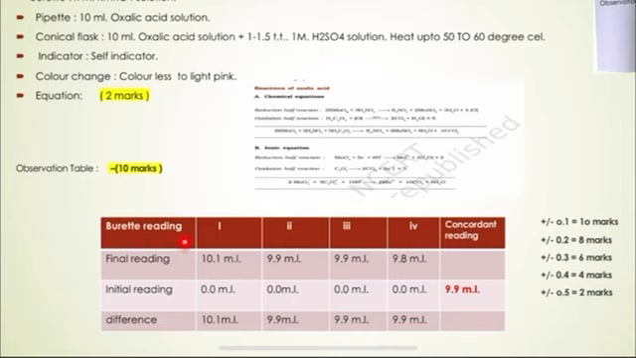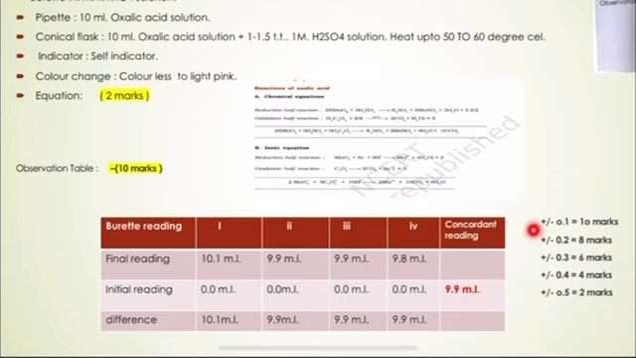Here, first column is burette reading, in that final reading, initial reading, difference. Then the second column: first reading, second reading, third reading and fourth reading. My first reading was 10.1 ml, initial reading was 0.0, so the difference is 10.1 ml. Second reading is 9.9, third is 9.9 and fourth one is 9.8. My 2 consistent results are 9.9, so my concordant reading is 9.9 ml.